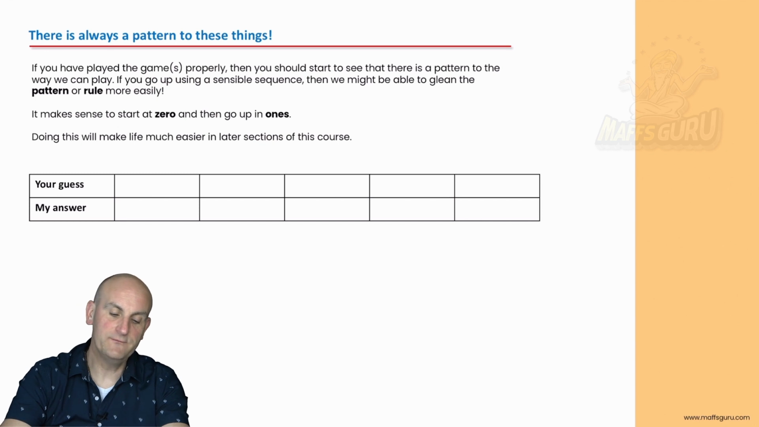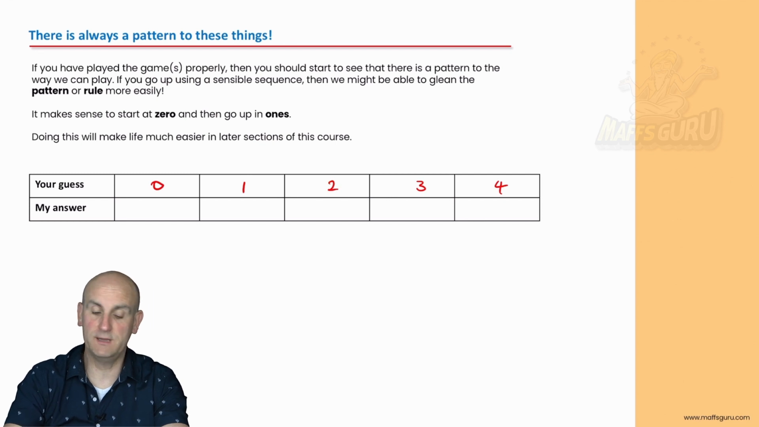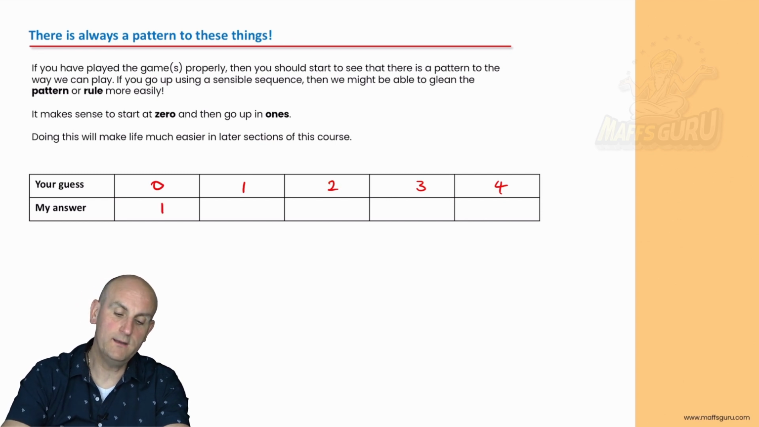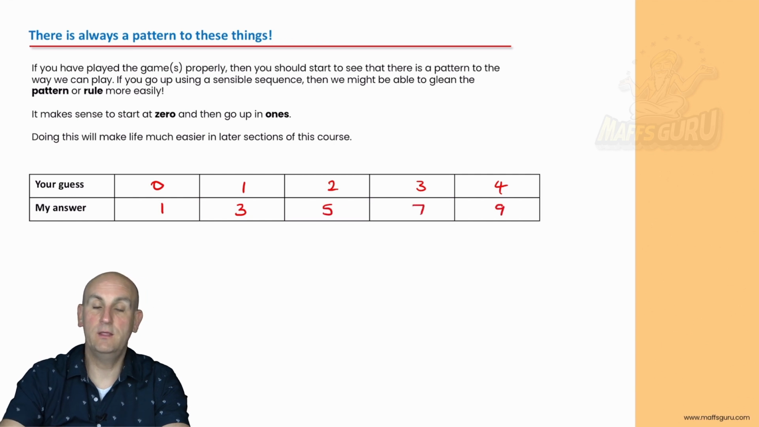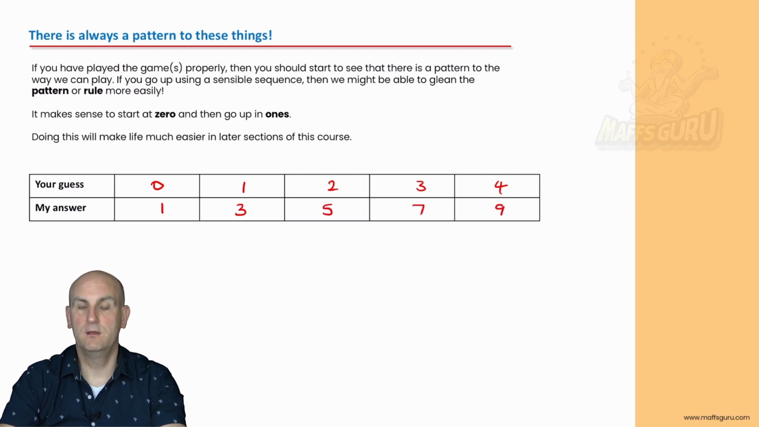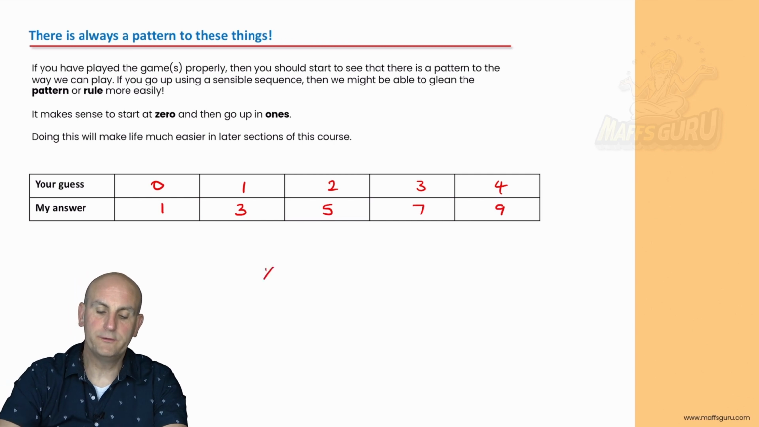Right? So if I have my numbers 0, 1, 2, 3, and 4, and I'm going to follow through with my game again, then I would have had 1, 3, 5, 7, and 9. Those would have been my answers. So my rule was times by 2 plus 1.